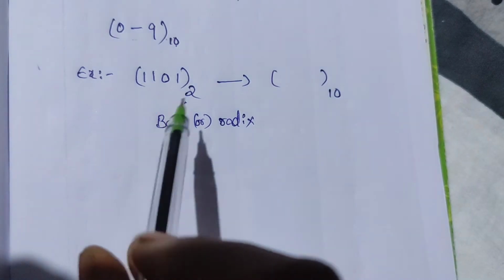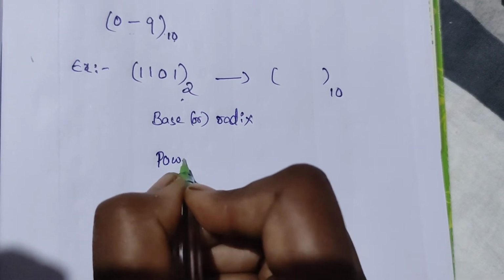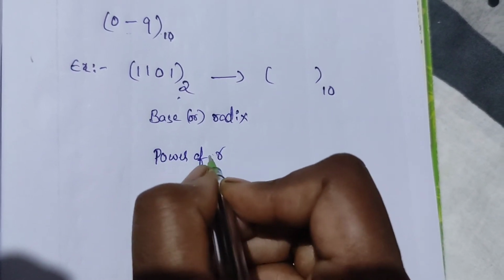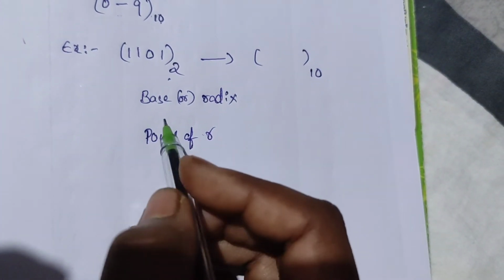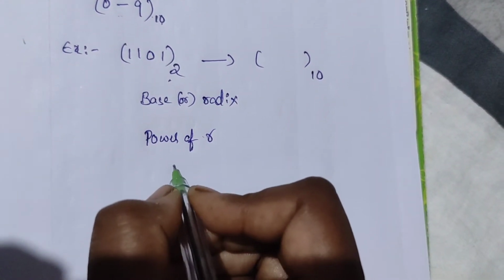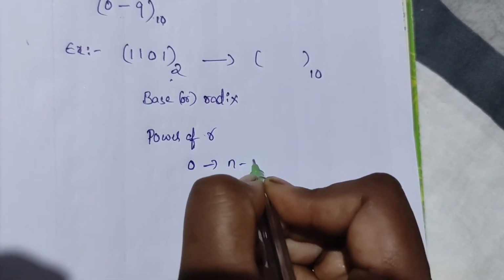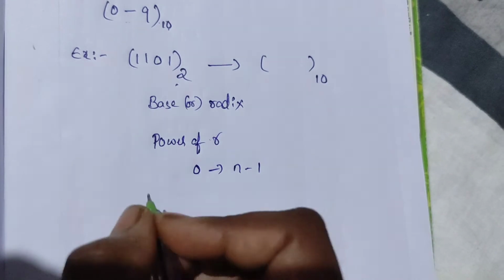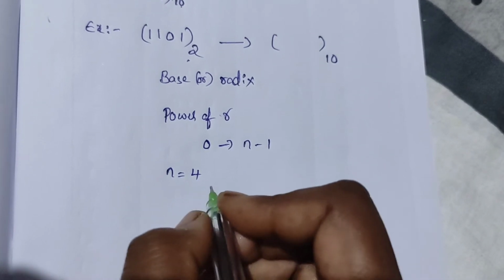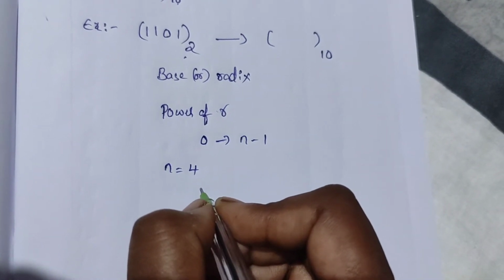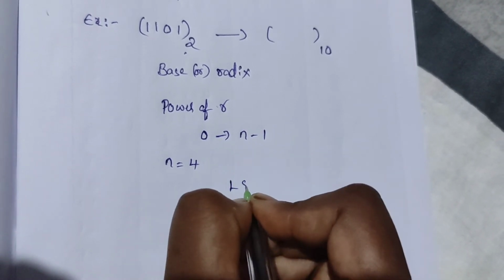A binary number is represented with powers of 2, or powers of the base. It's binary, so the power of the base increases from 0 to n minus 1 bits. In the example, a total of 4 bits are there, that is n equals 4. So the power of the radix increases from 0 to n minus 1, from LSB to MSB.